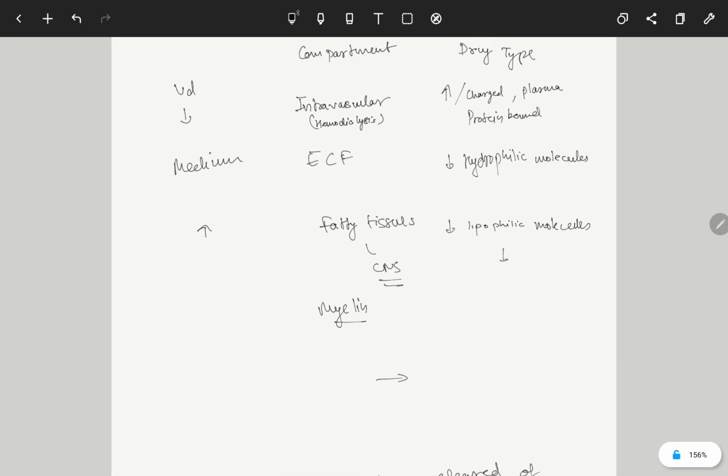Drugs with low volume of distribution are primarily in the intravascular compartment, and we can do hemodialysis for these drugs, like lithium.